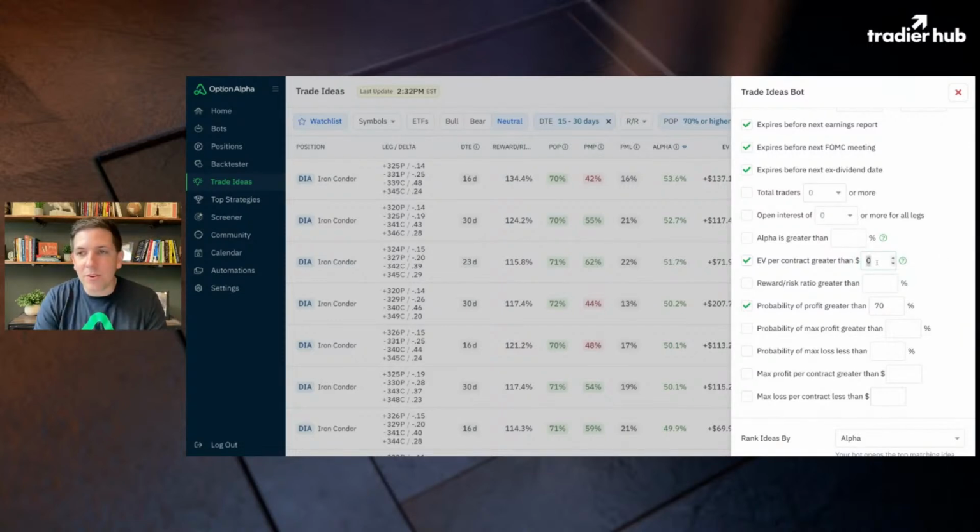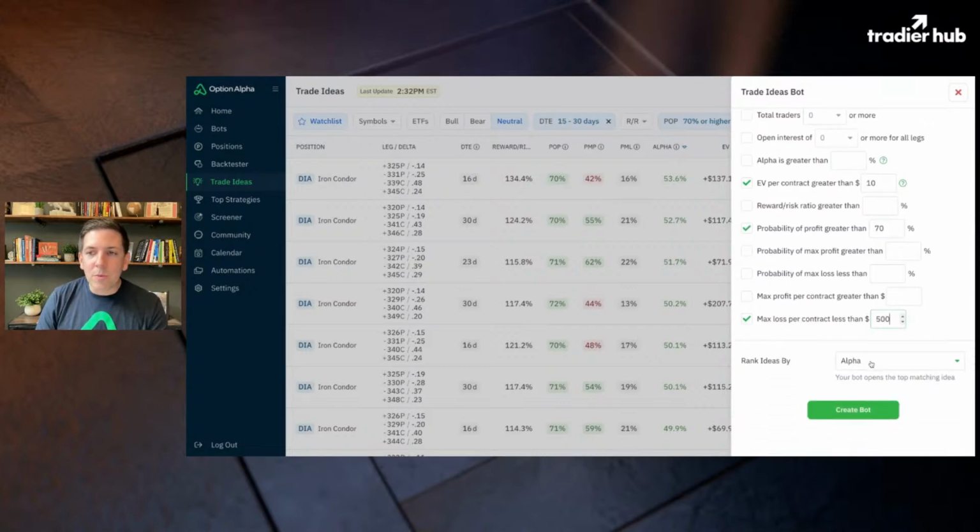In fact, if you want it to be even greater than that, say, hey, look, the expected value per contract has to be above $10. Like I won't have trades that make less than $10 of expected value. Probability of success greater than 70%. I already put that in there. Max loss per trade, we can put in as 500.